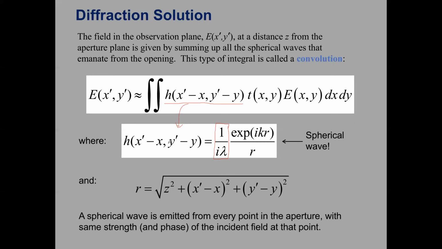So we want to add up all of our spherical waves, but we only want to add up the ones that actually make it through the opening or the aperture. So we want to multiply by that function that describes our aperture. If the spherical wave hits a point where the screen is blocking the wave, t is 0, and that term doesn't contribute. Lastly, we need to know what the amplitude of our spherical wave is. We're going to say that the amplitude of the spherical wave, at least at the beginning, is equal to whatever plane wave we had coming in. So we're going to multiply by the amplitude here.